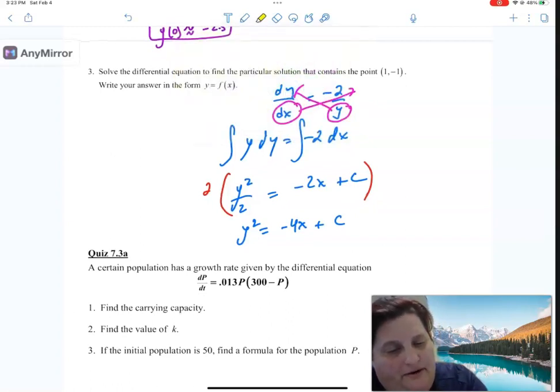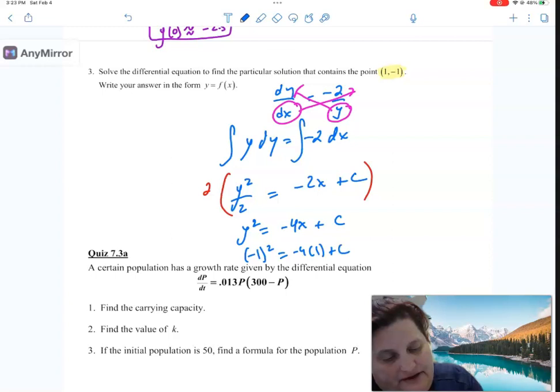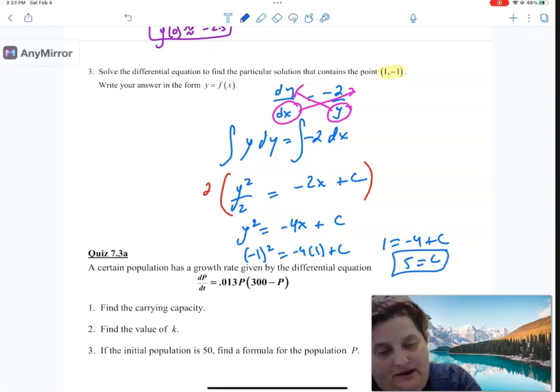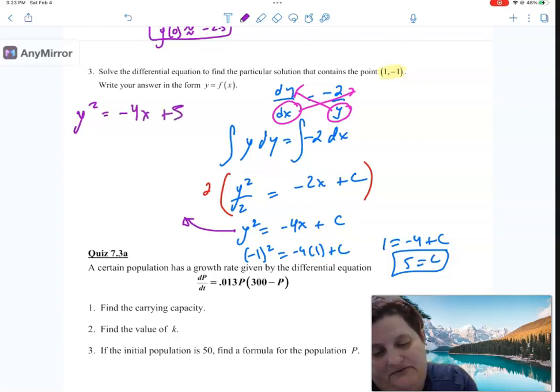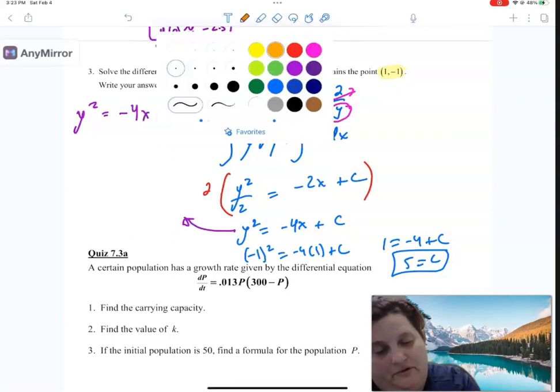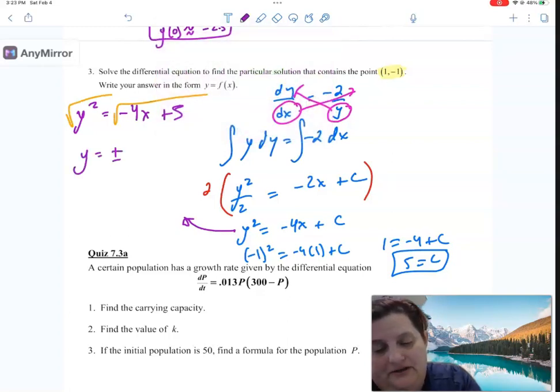All right, here's my point. When x is 1, y is -1. So 1 is -4(1) plus c, so 1 is -4 plus c, so c is 5. Okay? All right, let me come over here. I'm writing this weird. Okay, so I'm bringing this over here. y squared is -4x plus 5. When I square root both sides, y is plus or minus the square root of -4x plus 5.